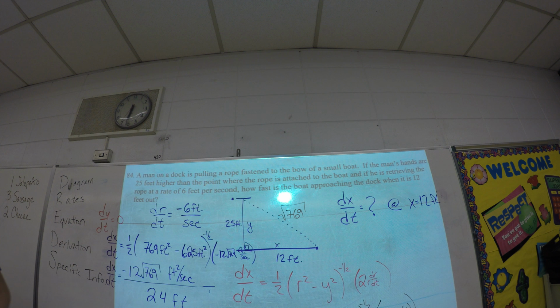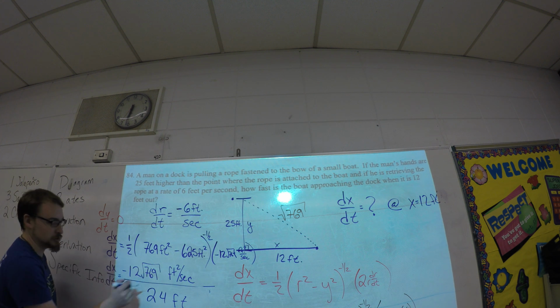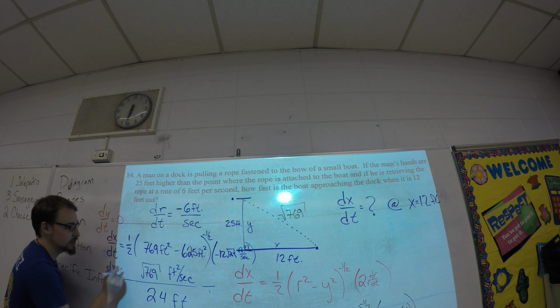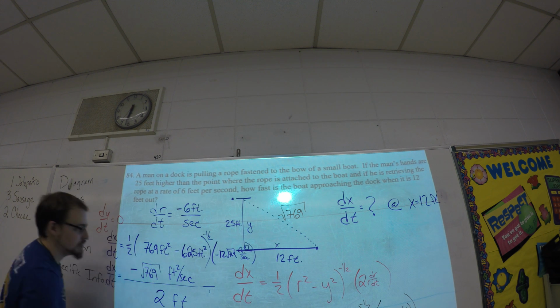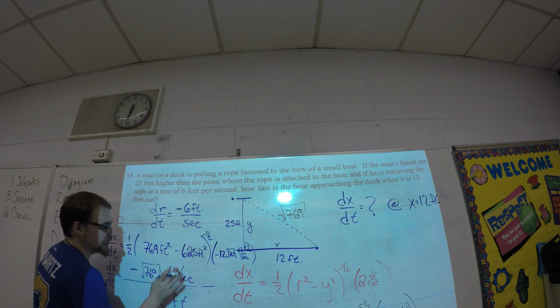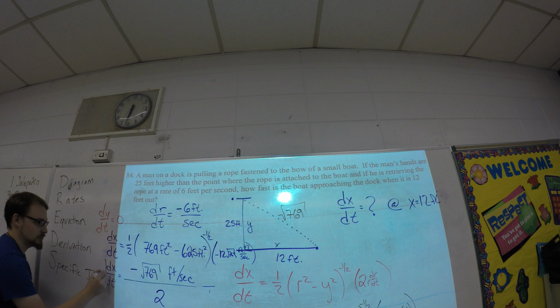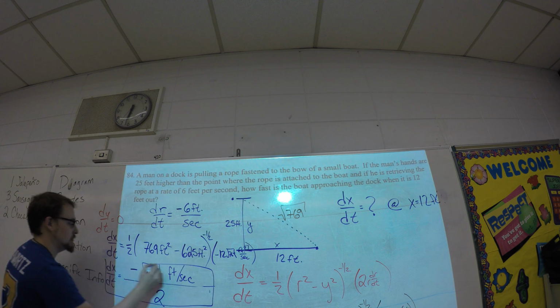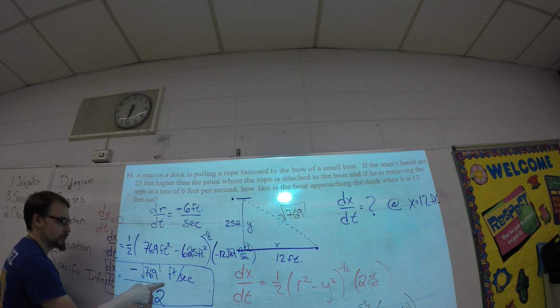Simplifying further, negative 12, 24. Both are divisible by 12, right? It's all multiplication at the top, so that becomes negative 1, and that becomes 2. Feet and feet, right? Feet squared becomes feet. Feet goes away in the bottom. Seconds. That's your answer. Seconds goes down. It doesn't really matter. If you really want, watch this. Units are on the outside now.